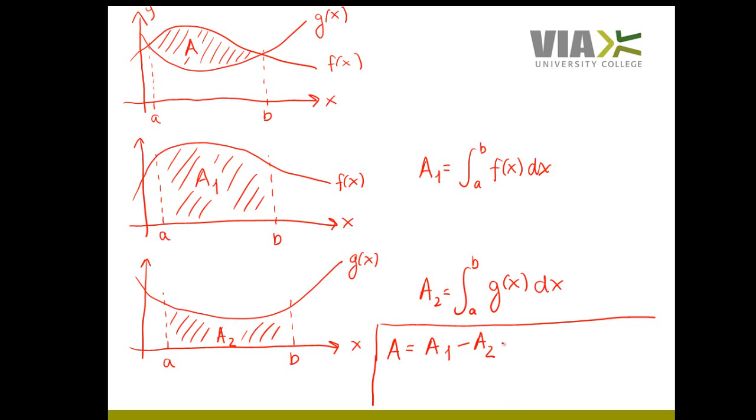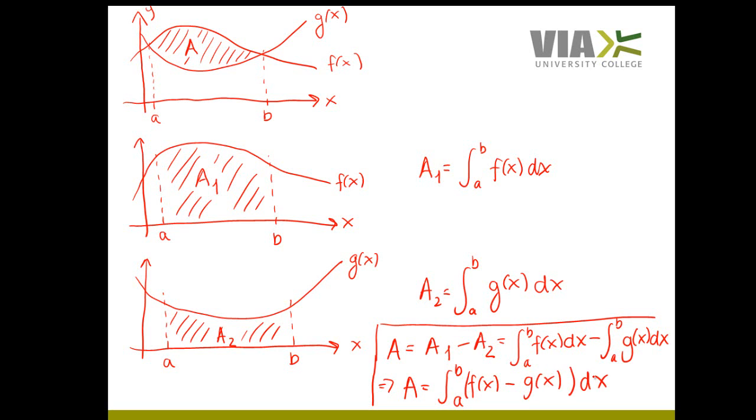And since A1 is given by the definite integral from a to b of f(x) dx, and A2 is given by the definite integral from a to b of g(x) dx, then we can conclude that the area of the region which is bounded by the two curves for f(x) and g(x) must be equal to the definite integral from a to b, the two intersection points a and b between the two graphs, of f(x) minus g(x) dx. So as simple as that.